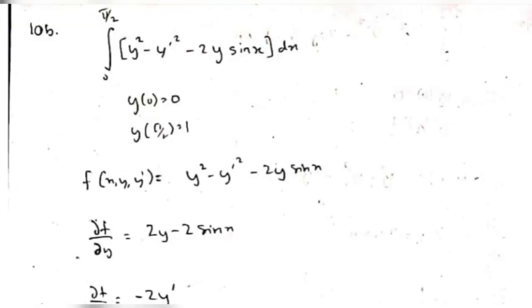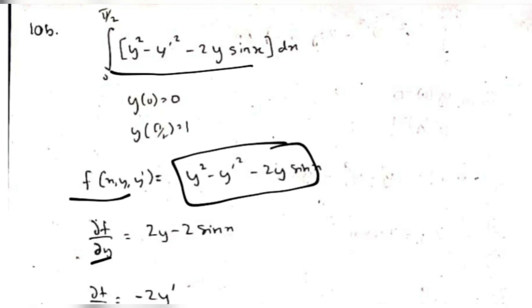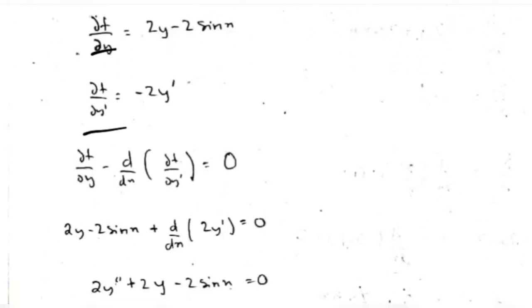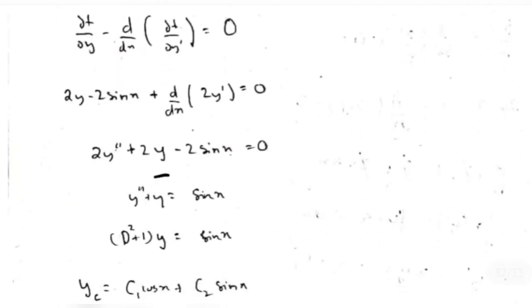Initially we'll be doing the same thing, writing f of x, y and y dash, and then finding what is del f by del y and del f by del y dash. We'll be using these two values in the standard equation, and on simplification we will get y double dash plus y is equal to sin x. See, in this case this is a different type of extremal question, because in this case you will be getting y double dash here.